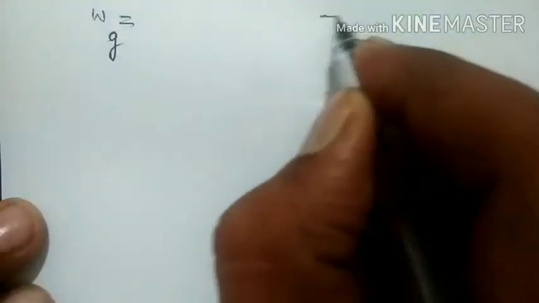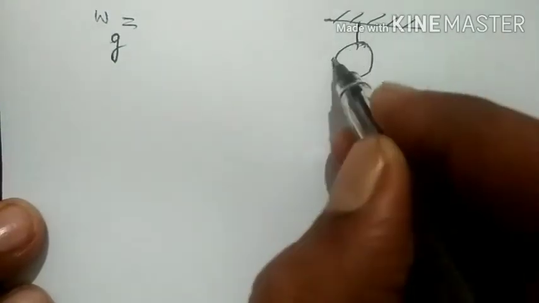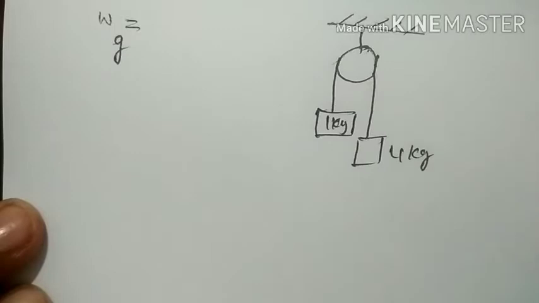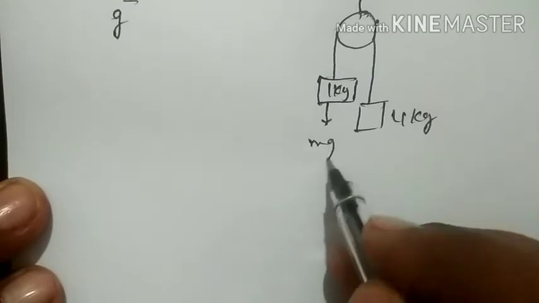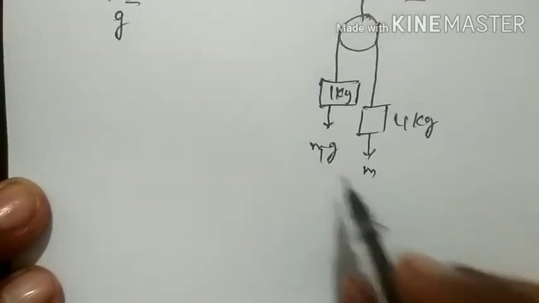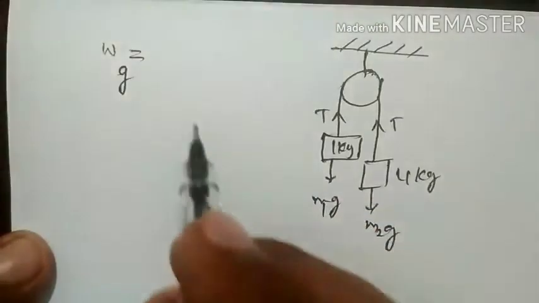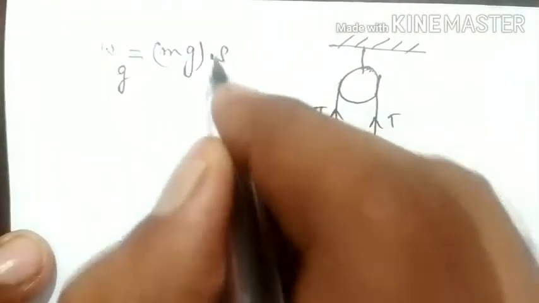The work done by the gravitational force on the 4 kg block. Here in the problem it is given like this: an Atwood's machine, with a 1 kg block here and a 4 kg block here. What are the free body diagrams? Weight is acting downwards on both, and tension T is acting upwards. Work done due to gravitational force is mg into the displacement of the blocks.